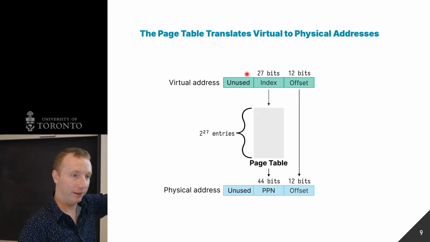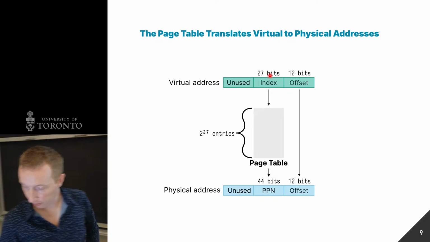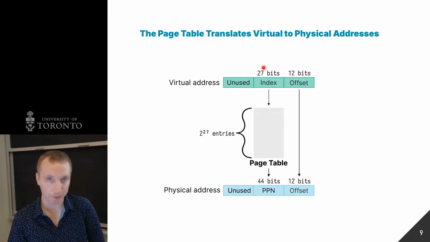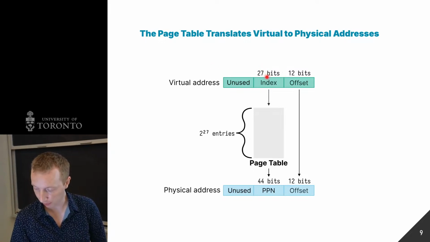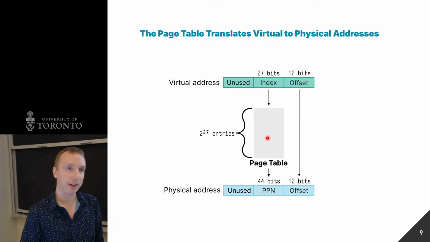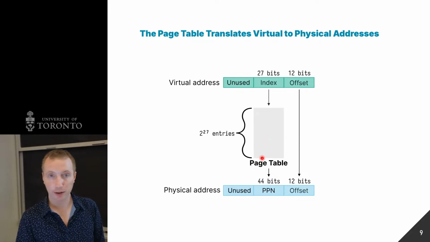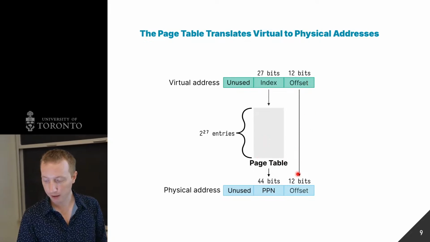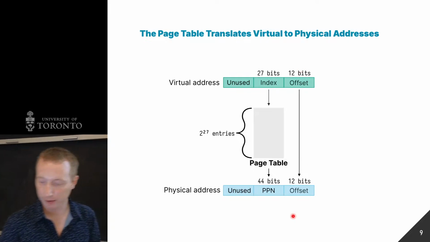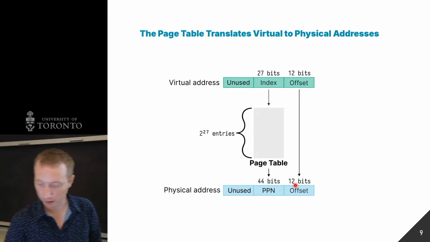So the index here is the VPN, the virtual page number, aka what virtual page this is. Each virtual page has an entry in this page table. And then to get the physical address, we don't have to translate the offset, which tells us what byte on a page we're accessing. We're just translating blocks at a time.